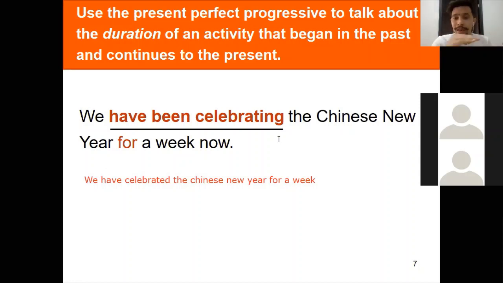So that's the difference. En el primero hay progresión en el momento y en el segundo, en el presente, la acción ha terminado. All right? Is that clear?